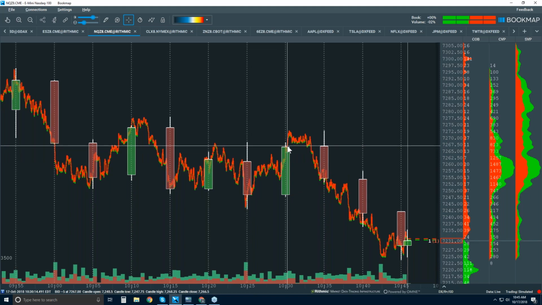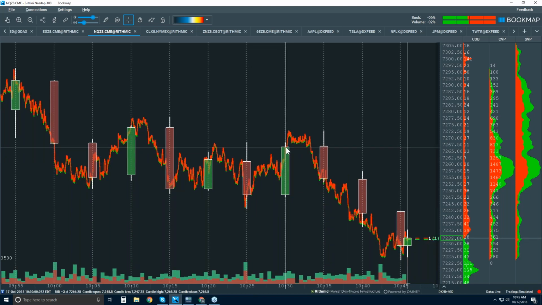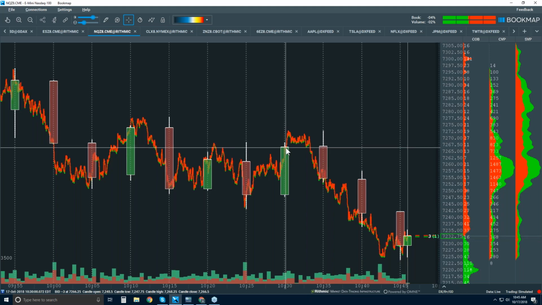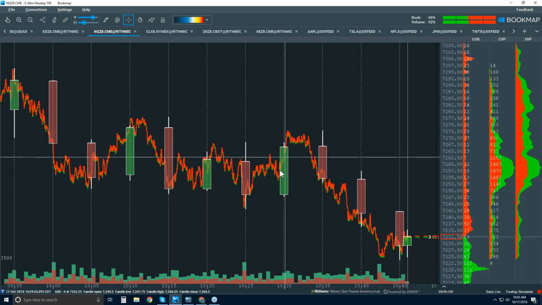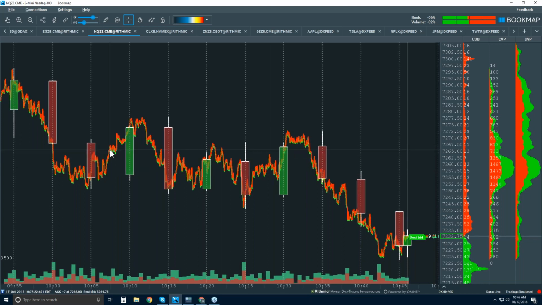Now, you might be looking at Renko bars, you might be looking at volume bars, you might be looking at a point and figure chart. Doesn't matter. It's still aggregated data, and the problem is it's opaque. It doesn't give you the details of really what happened in the price action.